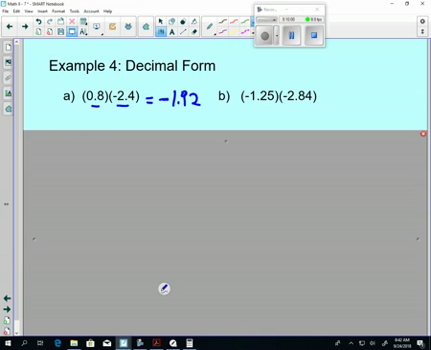Here we have 2 negatives. Negative times negative. That means our answer is going to be positive. Now we could look at that and just estimate it. That could be like 1 times 3 would be positive 3. Estimate would be positive 3, but we're going to use our calculator.